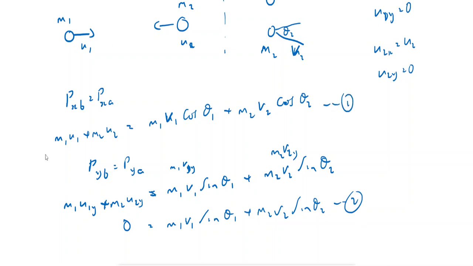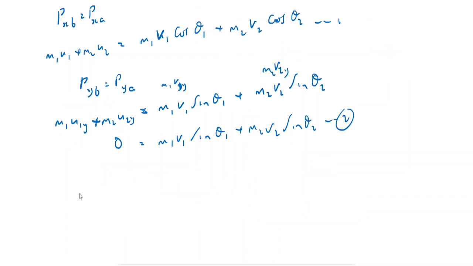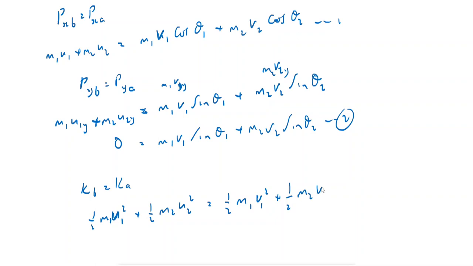And then the third equation that you could use as well, depending on the problem, if the problem needs you to find it: the kinetic energy before is going to be the same as the kinetic energy after, which is half M1 U1 squared plus half M2 U2 squared, equal to half M1 V1 squared plus half M2 V2 squared. This could be your equation 3, and then you could just combine and do whatever mathematics you want to do, depending on the problem.